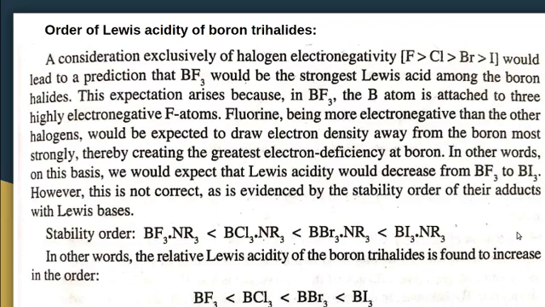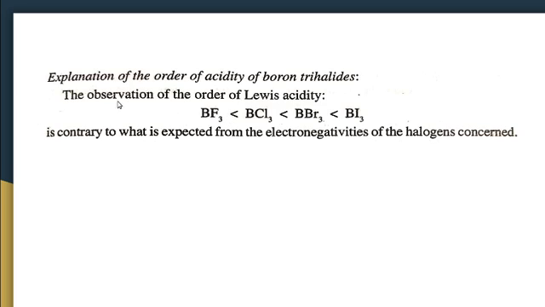So the observation of the order of Lewis acidity is that BF3 has lower acidity compared to BCl3, then comes BBr3, then BI3. BI3 has high Lewis acidity compared to BF3. So this is the observed order of Lewis acidity, which is contrary to what is expected from the electronegativities of the halogens concerned, that we already discussed.